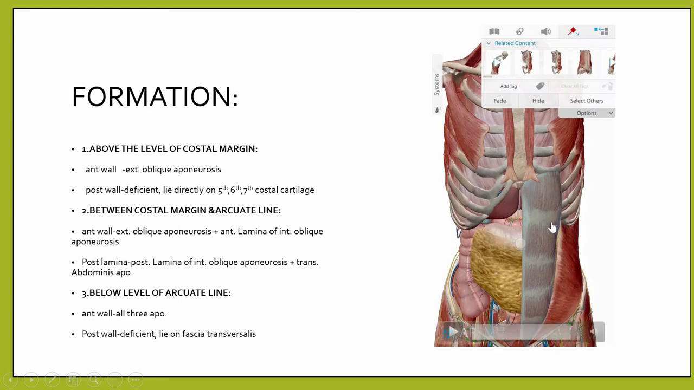Between the costal margin and the arcuate line, the anterior wall is formed by the external oblique again, along with the anterior lamina of the internal oblique aponeurosis, and the posterior wall is formed by the posterior lamina of the internal oblique aponeurosis with the transverse abdominis muscle. Below, the anterior wall is formed by all three aponeuroses, and the posterior wall is deficient and lies on the fascia transversalis, as we have seen in the last slide.